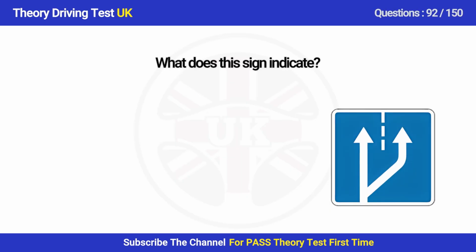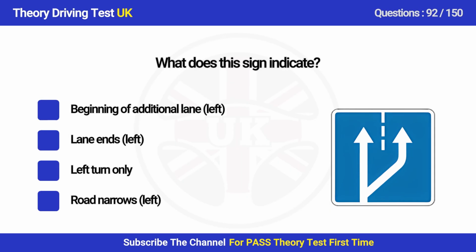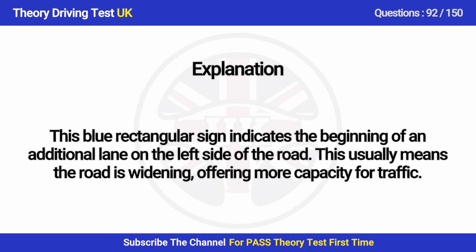Question 92. What does this sign indicate? A. Beginning of additional lane left. B. Lane ends left. C. Left turn only. D. Road narrows left. Answer is A. Beginning of additional lane left. This blue rectangular sign indicates the beginning of an additional lane on the left side of the road. This usually means the road is widening, offering more capacity for traffic.